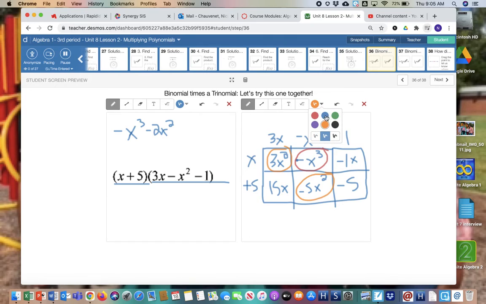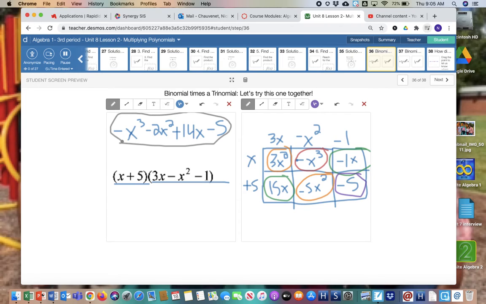Alright, next, I've got negative 1x and 15x. So 15x minus 1x gives us 14x. Alright, and then lastly, I see over here, I got the negative 5, but there's no other integers, so that just goes on the end. So that would be what I would get here.